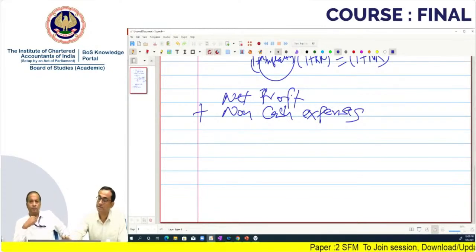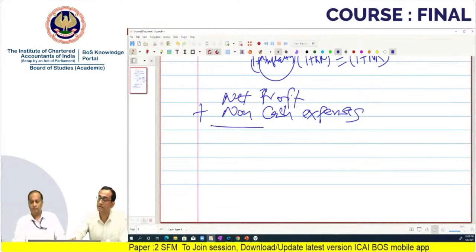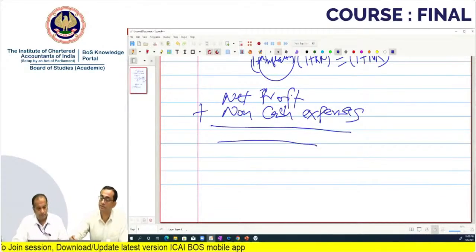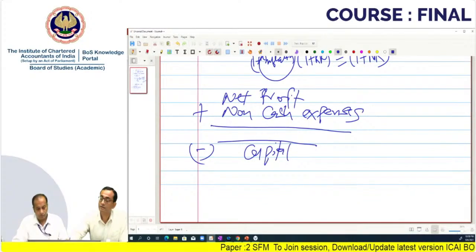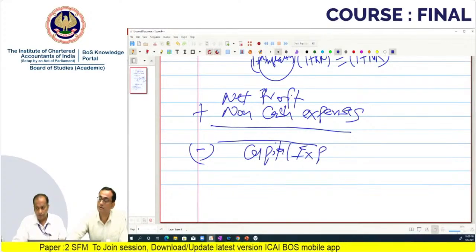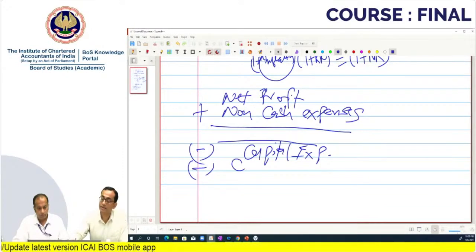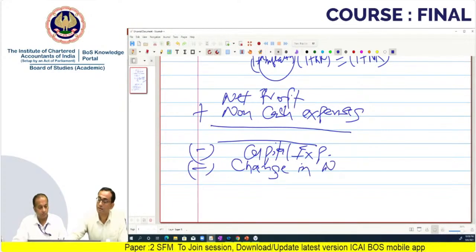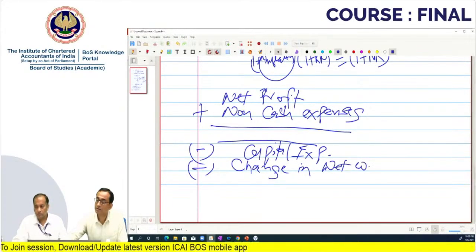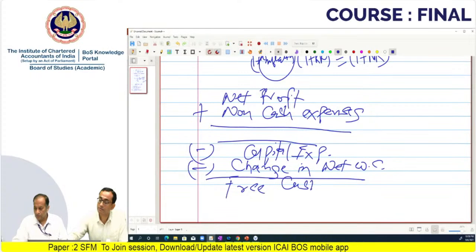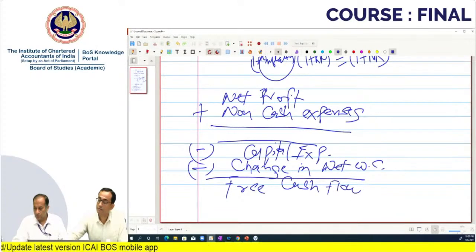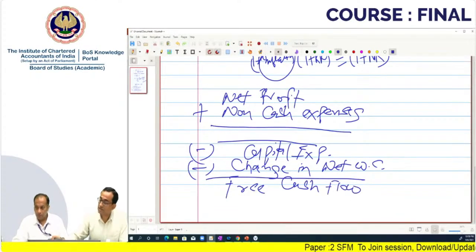Okay. So these non-cash expenses are added. Then from whatever amount is arrived at, the capital expenditure is deducted, and then any change in net working capital is also deducted to arrive at free cash flow.